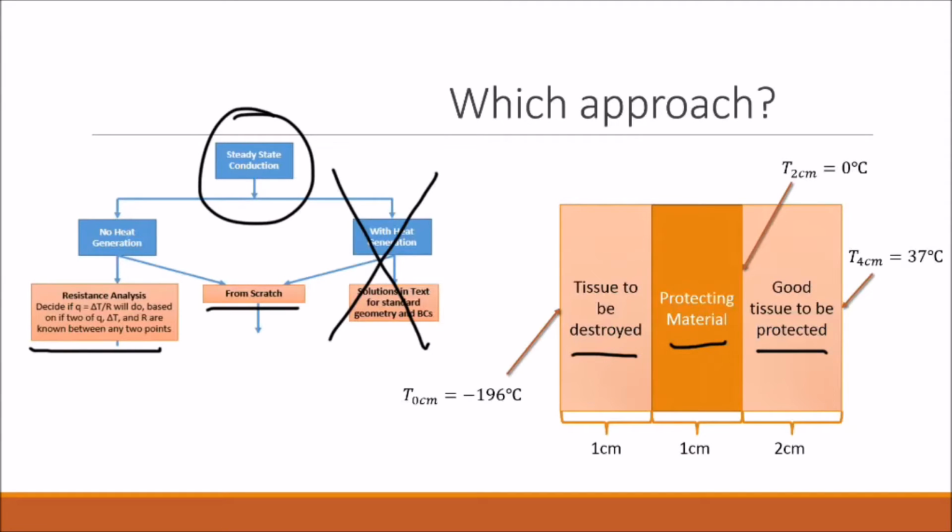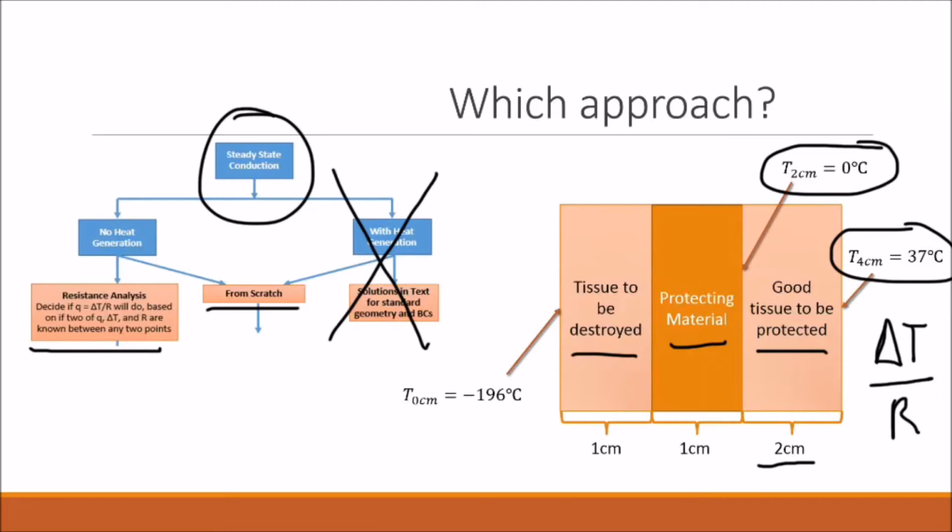Instead, a resistance analysis makes more sense because we have two temperatures specified over a given length, so we can find our heat flow using our equation delta T over R, which will also allow us to find the heat flux and help us solve the rest of this problem. Pretty much any time that we have multiple layers in our system, we're most likely going to be using a resistance analysis.